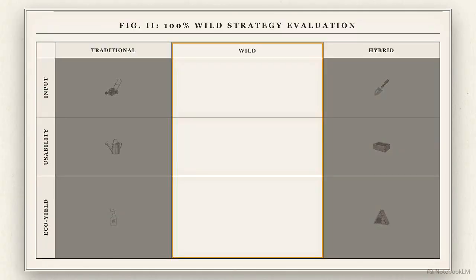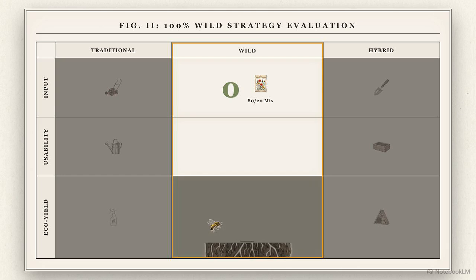Now let's test the extreme opposite strategy, the 100% messy wild yard. Here, your maintenance inputs drop to near 0. You cease mowing completely, stop all chemical treatments, and simply broadcast an 80-20 grass to wildflower seed mix. The ecological payoff is massive. Test plots in Minnesota using this passive method attracted over 50 distinct bee species while building robust, drought-resistant soil.